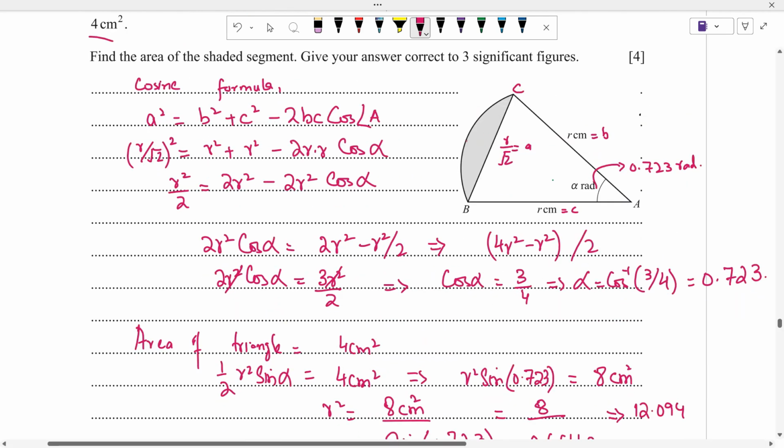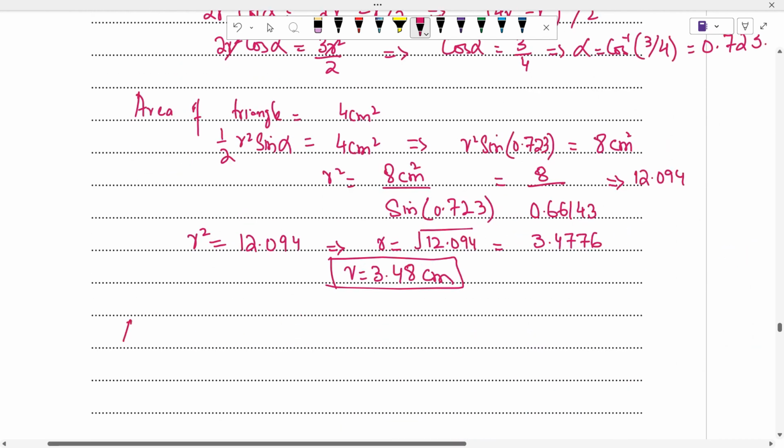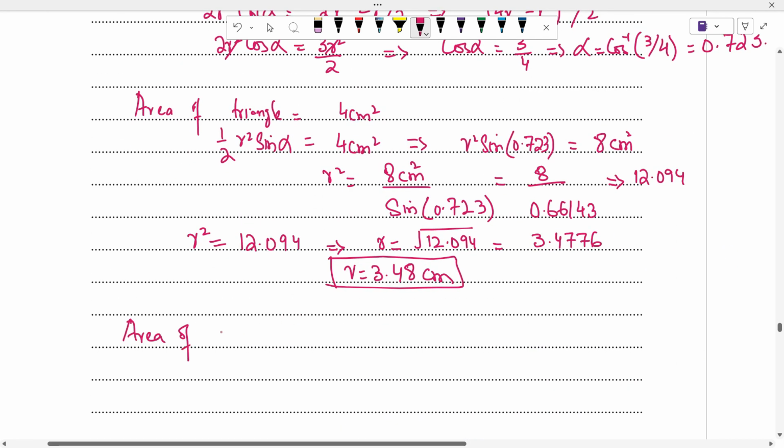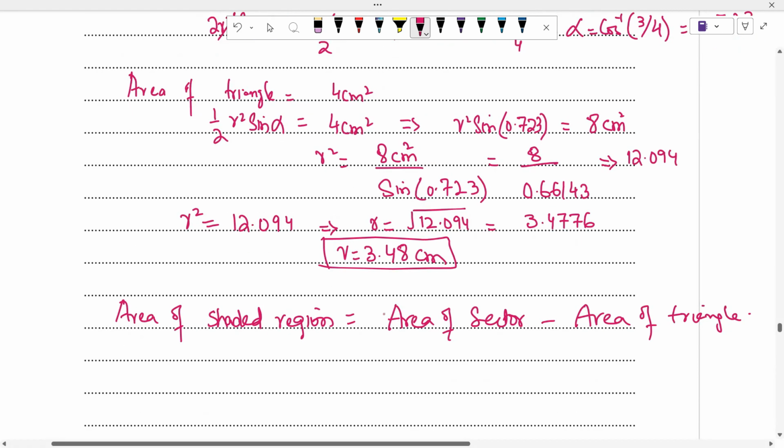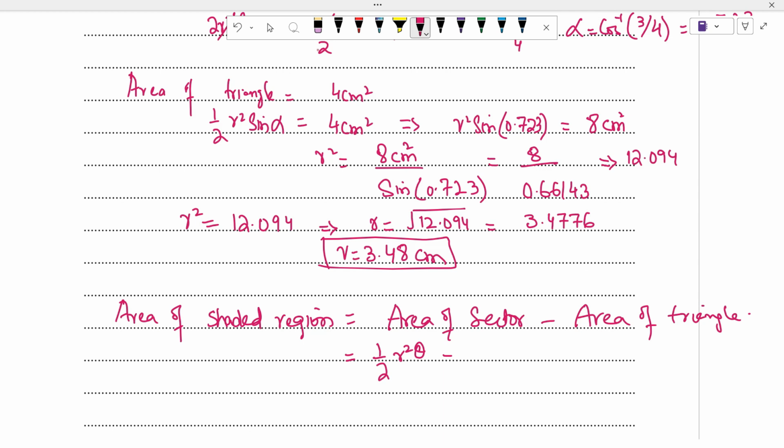Now we need to find the area of the shaded region. So area of shaded region is equal to area of sector minus area of triangle. And we know that the area of the sector is 1 over 2 r squared theta, minus the area of triangle given, which is 4 centimeter square. And in this case, theta is equal to alpha.